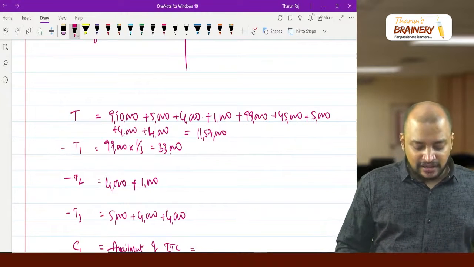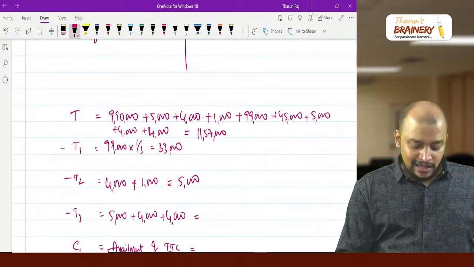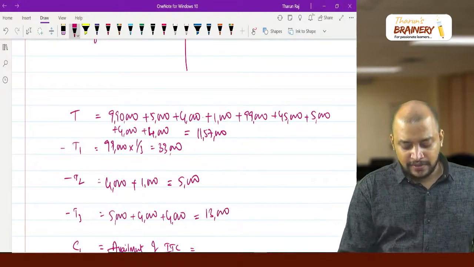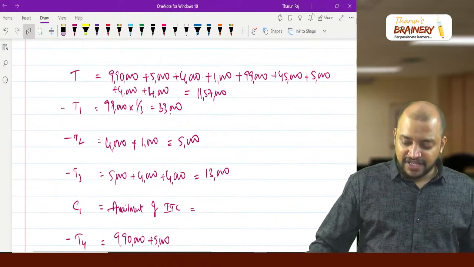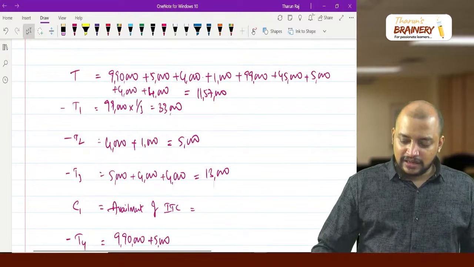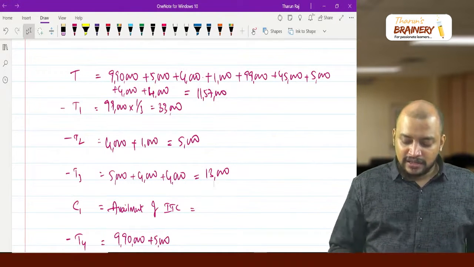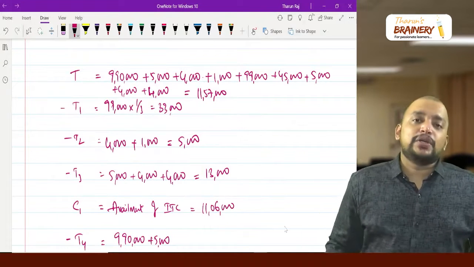Minus T1 33,000, T2 5,000, T3 that is 8 plus 5, 13,000. Now what is the credit available? 11,57,000 minus 33,000 minus 5,000 minus 13,000. That will be 11 lakh 6,000. 11 lakh 6,000 is the credit that you will take.